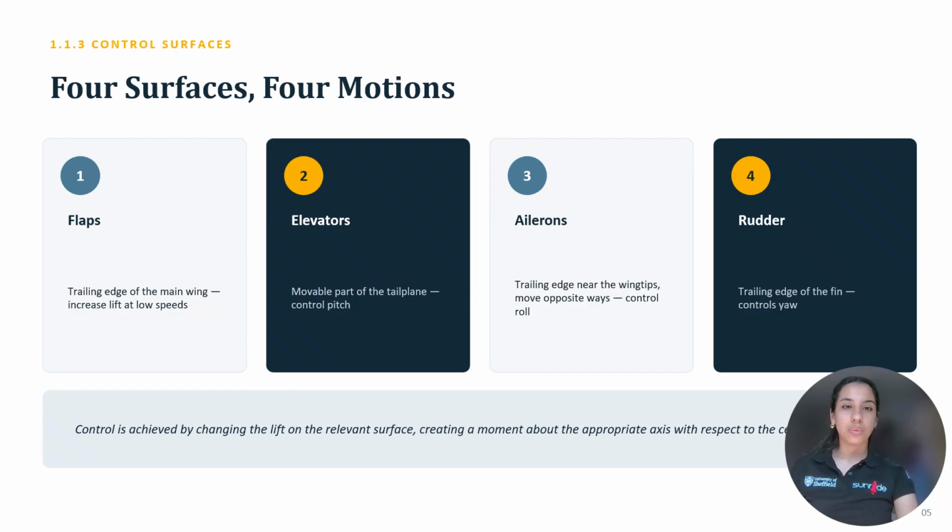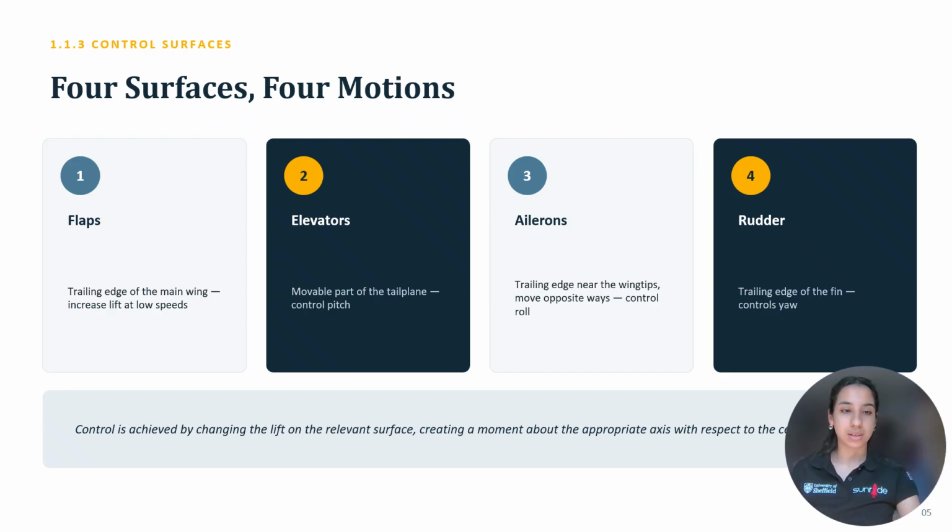Now we have another thing, which is the four surfaces. When we talked about the four parts, the tailplane and so on, these are the surfaces on top of these things.